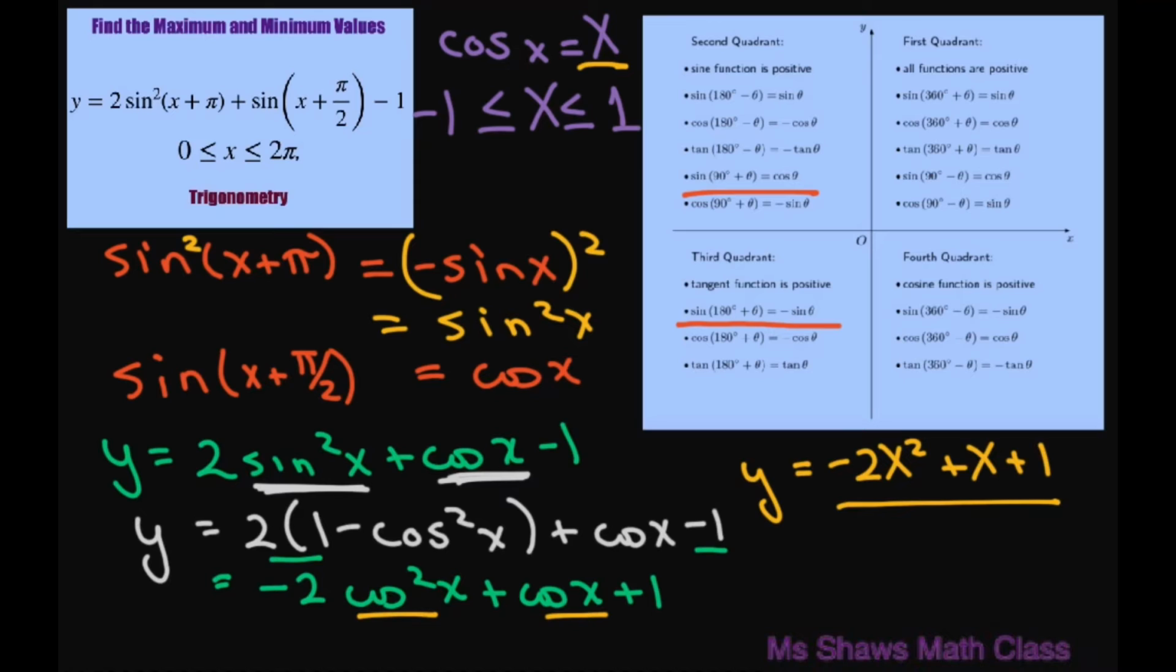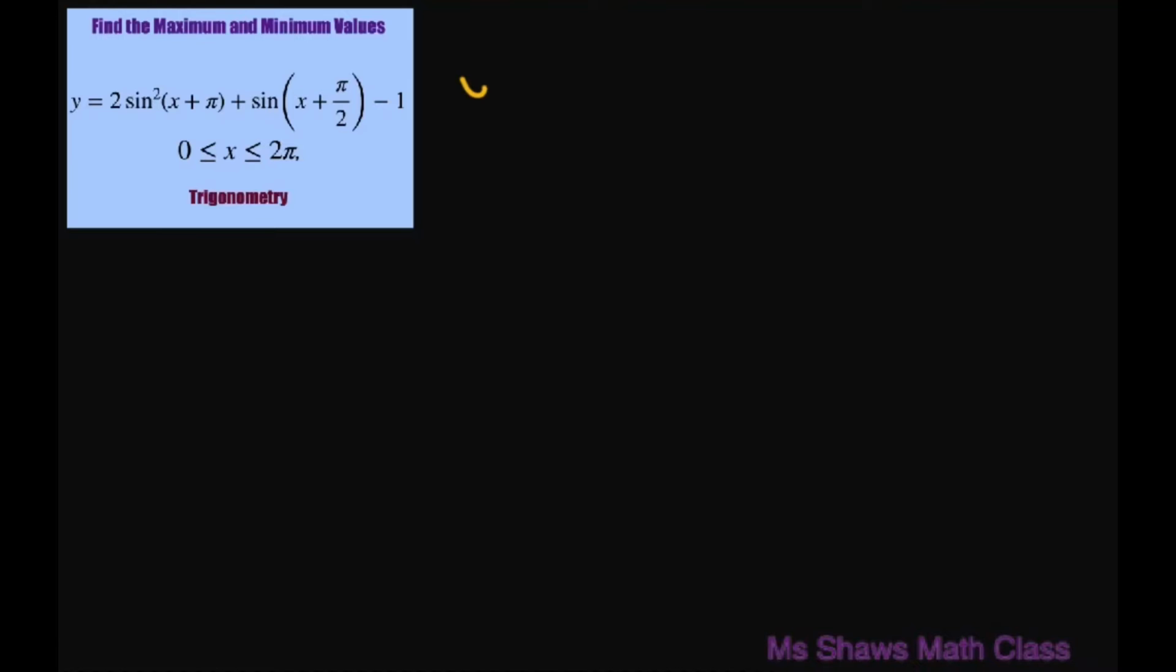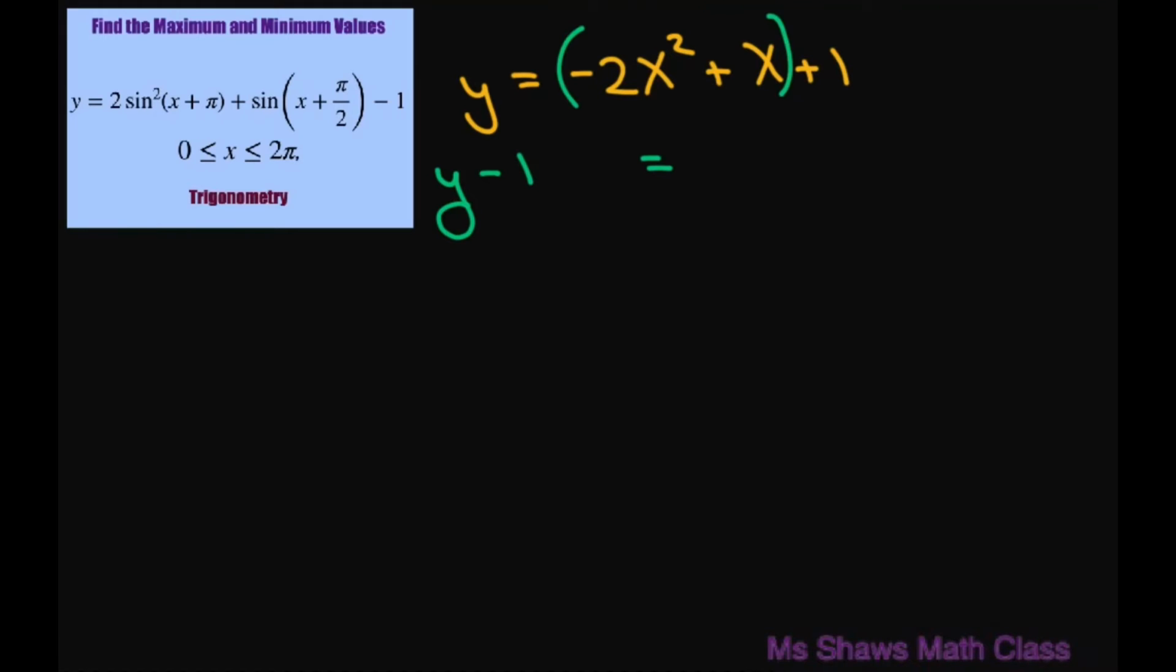All right, now what we're going to do is simplify this. So basically we have y equals negative 2 X squared plus X plus 1. What I'm going to do is complete the square so I can find the vertex because we can't factor this. So I'm going to write y minus 1 equals, and then I just have this piece. So I'm going to factor out a negative 2, and that's going to give me big X squared plus 1/2 big X.